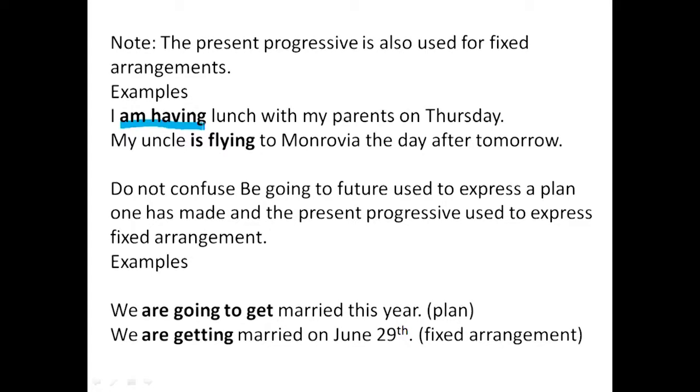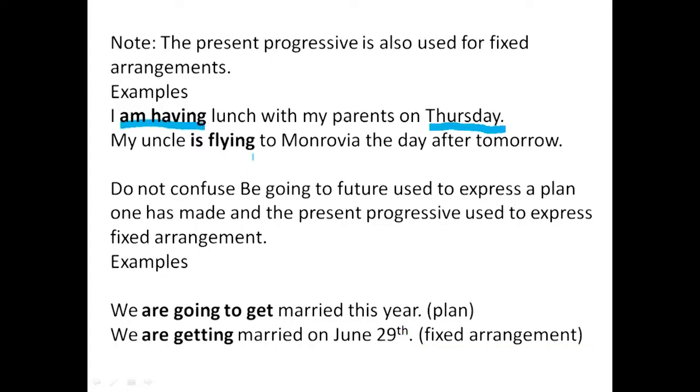You see here, the fixed time is Thursday. So we use the present progressive when talking about what? Fixed arrangement. Again, my uncle is flying to Monrovia the day after tomorrow. The day after tomorrow is a fixed arrangement. So do not confuse the be going to and the present progressive when talking about the future.